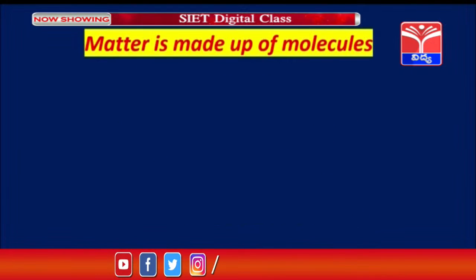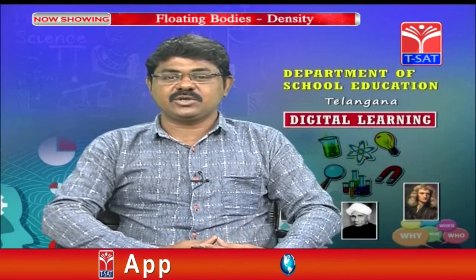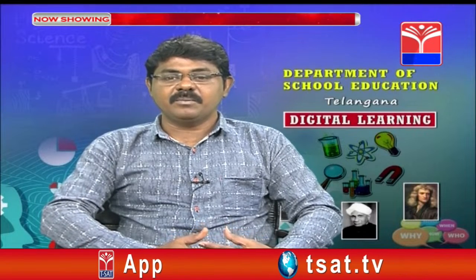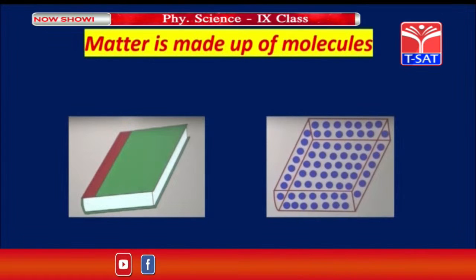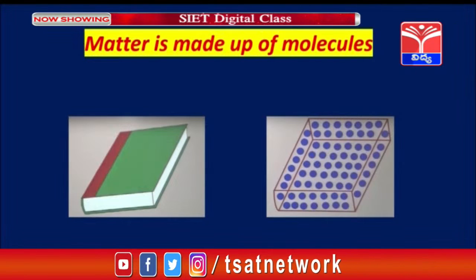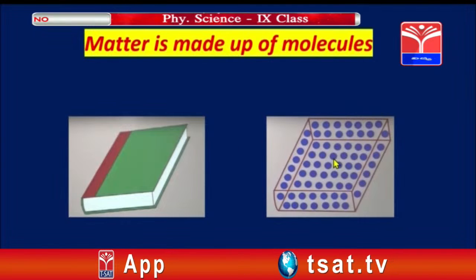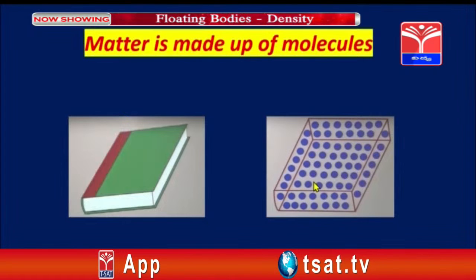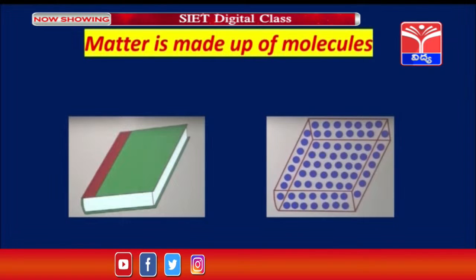Right, children? All of you know matter is made up of molecules. We already learned it in the previous topics. So matter is made up of molecules. In this picture you can see a book, and you can visualize how the molecules are arranged. This is the arrangement of the molecules, how they are oriented in the case of a solid substance, here a book.